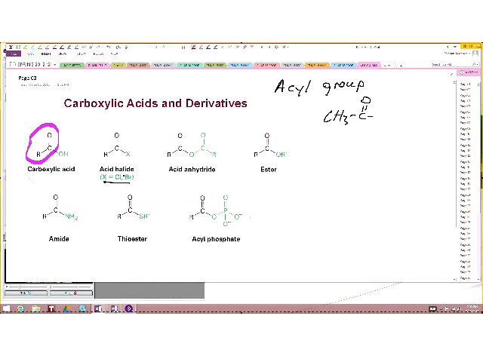Now we have what we call the acid chloride. In this case, a halogen, specifically chlorine or bromine, is attached to the acyl group. We call that the acid chloride. Then we have the acid anhydride. In this particular instance, we have two acyl groups joined to the same oxygen atom. So we refer to this as an acid anhydride.